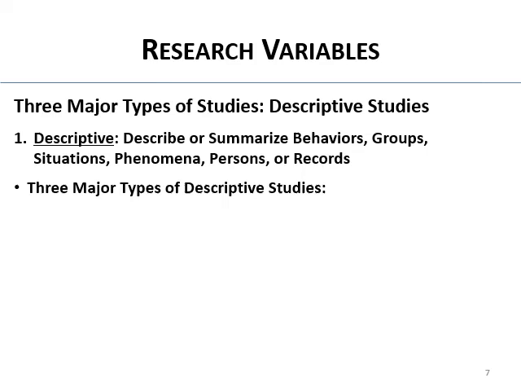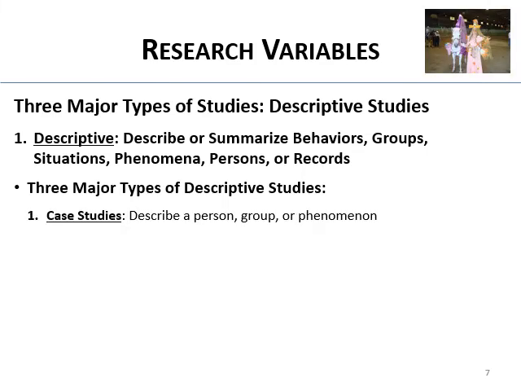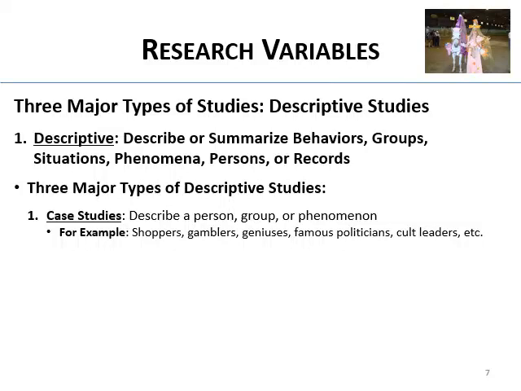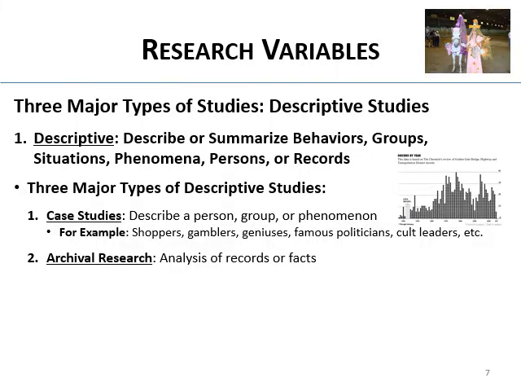And there are three major types of descriptive studies. The first one is describing, of course, groups or persons or phenomena. Those are called case studies. So describing, for example, like in the picture there, people who dress their ponies like princesses, you could do a case study of that if you were just describing this particular group or phenomenon. You could describe shoppers, gamblers, geniuses, famous politicians, cult leaders, etc. Biographies are kind of like case studies of people.